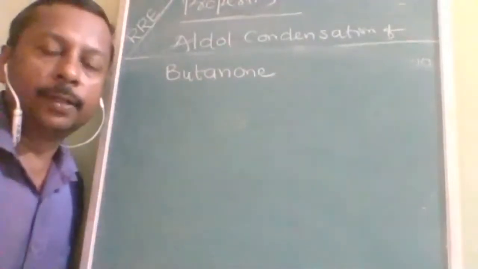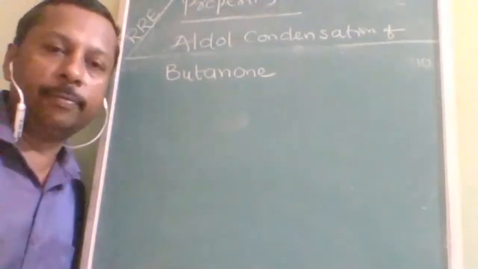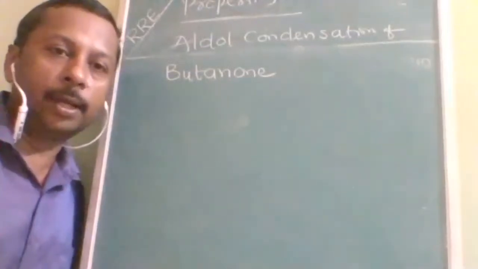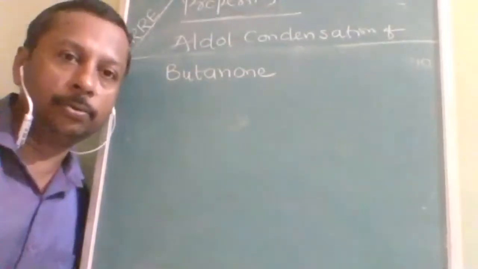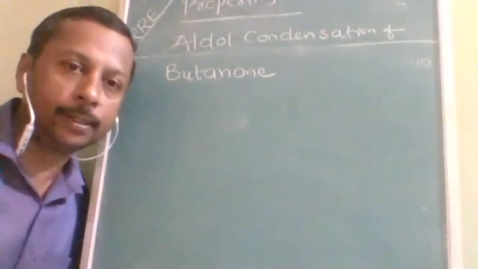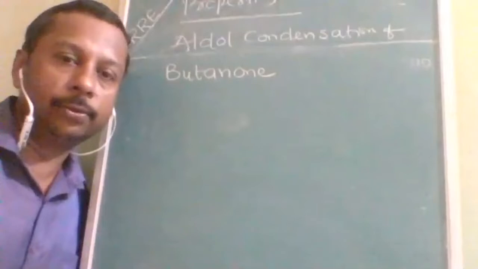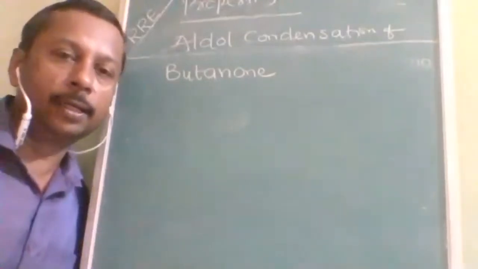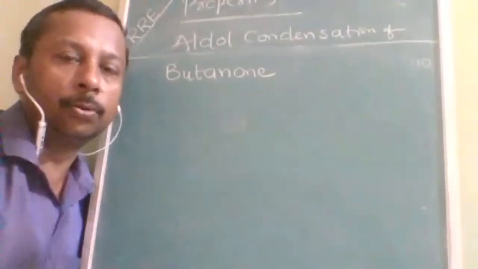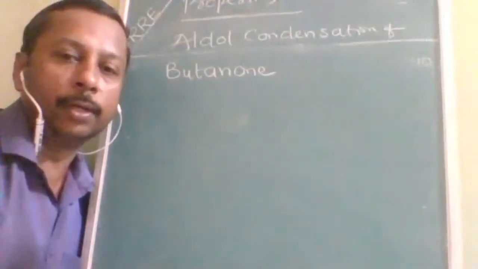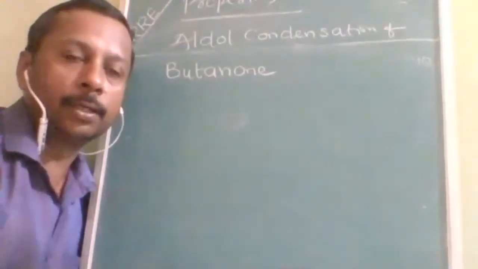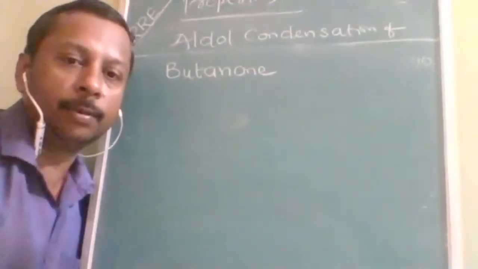Now you try the aldol condensation of butanone. Similarly, try the technique I told you, and keep in mind the carefulness and the mistakes people make, those two things, and give the answer. Give me the IUPAC name of the product obtained on aldol condensation of butanone.